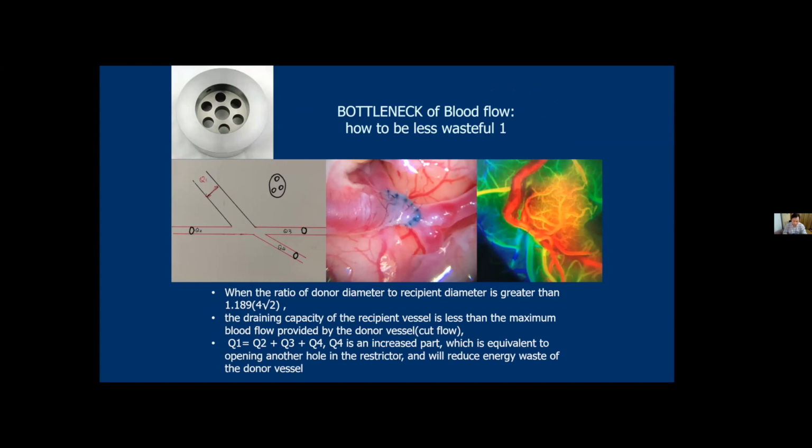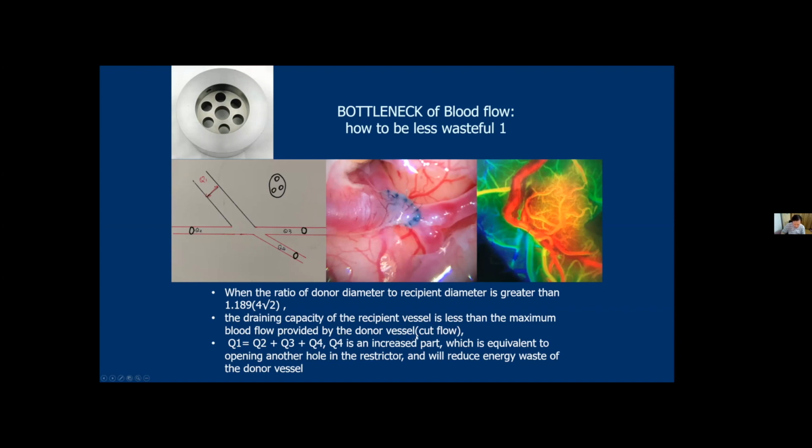Sometimes, especially when the donor artery is much bigger than the recipient artery, we have some bottleneck of the blood flow. So this is the first way to make less waste of the donor flow. When the ratio of donor diameter to recipient diameter is greater than 1.2, the draining capacity of the recipient vessel is less than the maximum blood flow provided by the donor vessel.